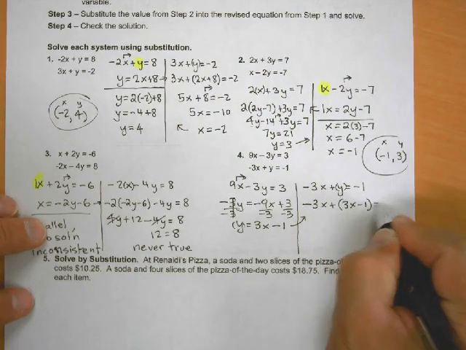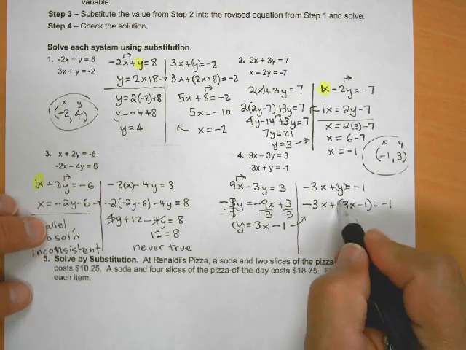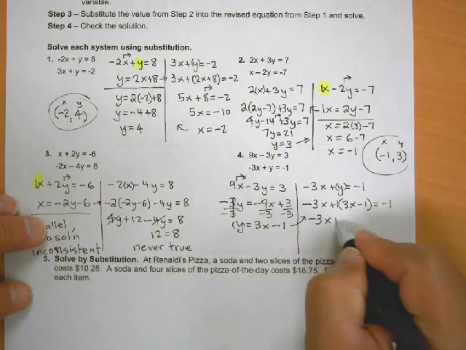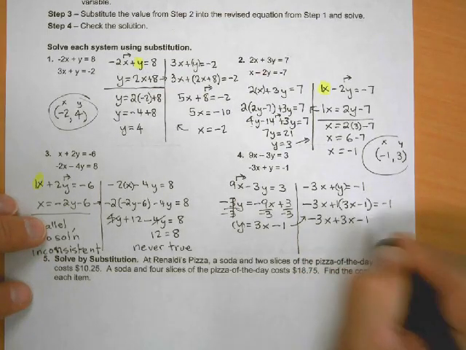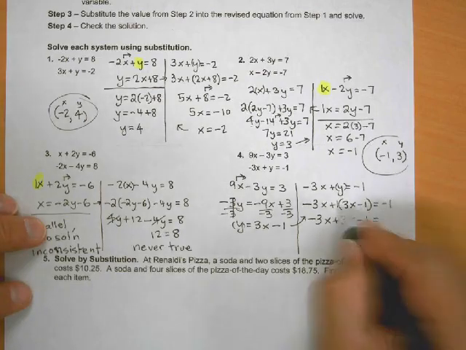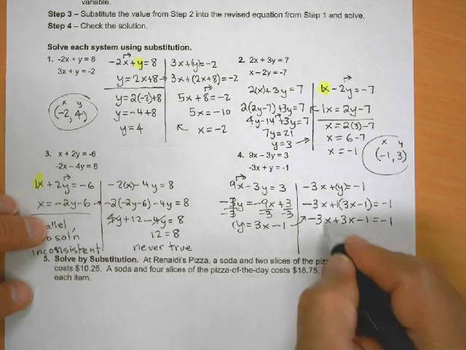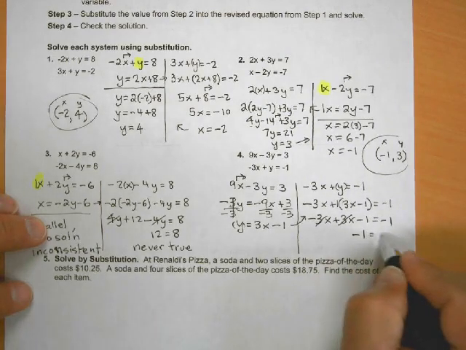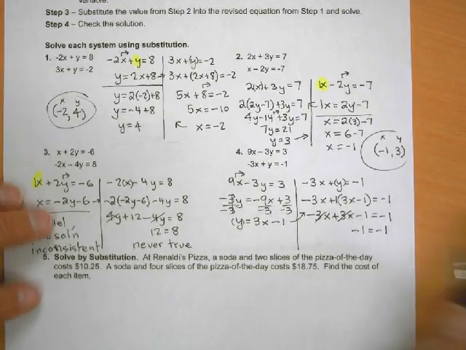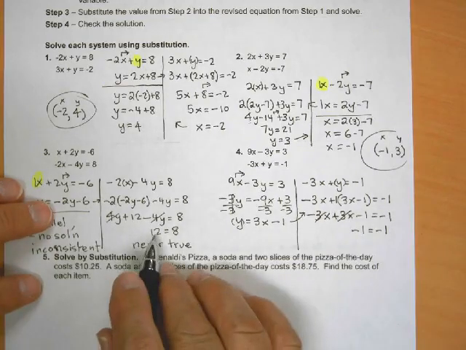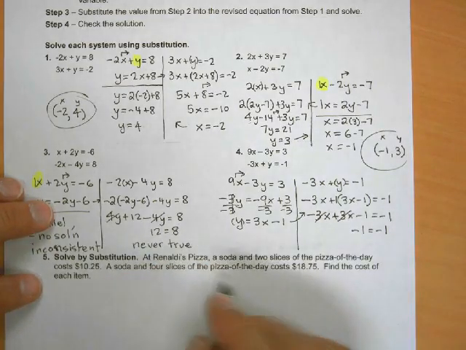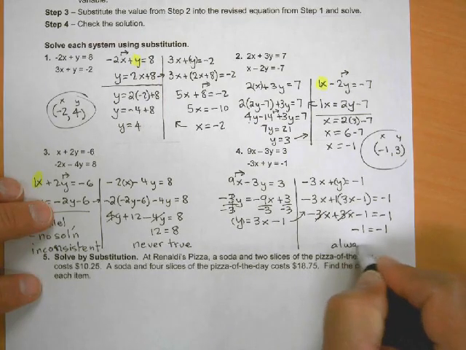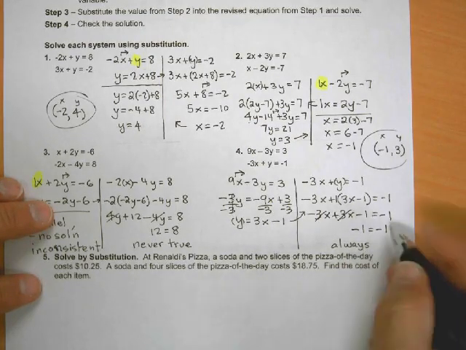There's a 1 there, and we distribute, so it turns out to be plus 3x here minus 1, just multiplied by 1 across there. And these cancel off, they give 0, so you get negative 1 equals negative 1. Now, unlike the previous where we had something impossible, 12 equals 8, that was never true, here we get something that's always true. Negative 1 always equals negative 1.